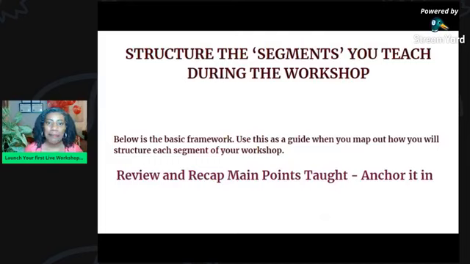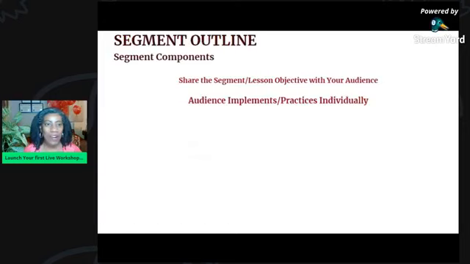Now, structure the segments that you teach during the workshop and review and recap the main points and the teaching points. Anchor into it. Anchor it in so that they are actually applying what it is that they are learning and that they are implementing it. Now, the segment outline is to share the components, share the segment, the lesson objective with your audience.